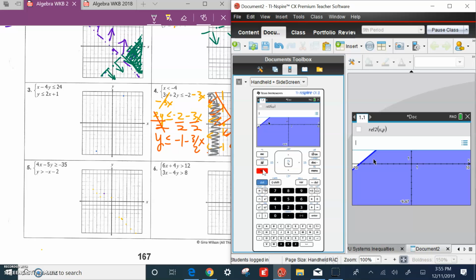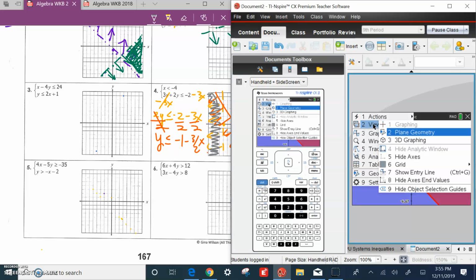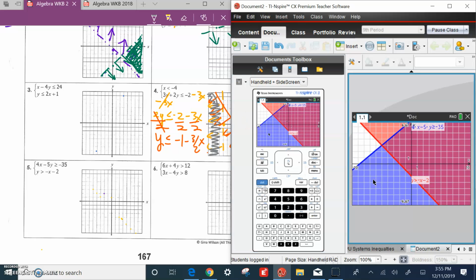y is greater than negative x minus 2. Oops. Alright, it helps if you add a grid. We're just going to copy it straight from our calculator.